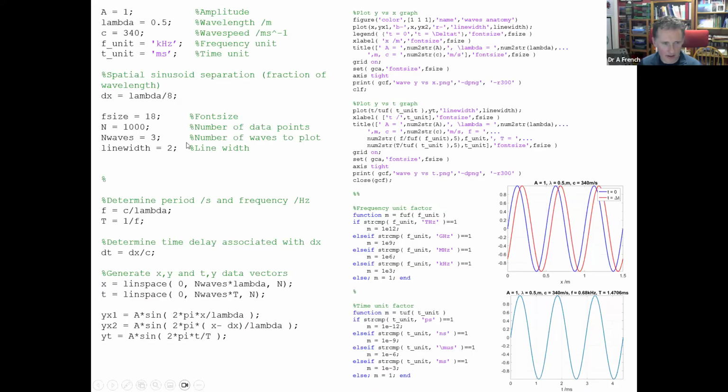And then I've got some things like the number of waves to plot, the number of data points for the graph, and indeed the line width. So it looks good on the screen. And then I can work out my derivations. So frequency is speed over wavelength. The period is 1 over frequency, and my time delay based on delta x and my wave speed. And I've got these linearly spaced arrays. So again, if you're new to this, I'll demonstrate what that is in a moment. And then we can work out y versus x, and then my time dependence here as well. And all the rest of it is just the plot routines.